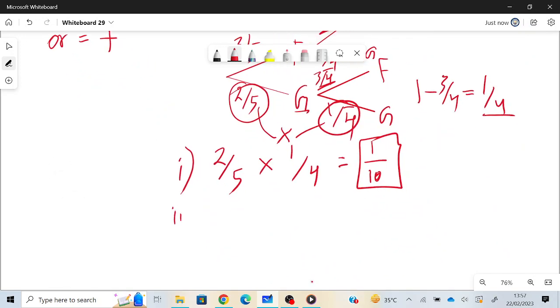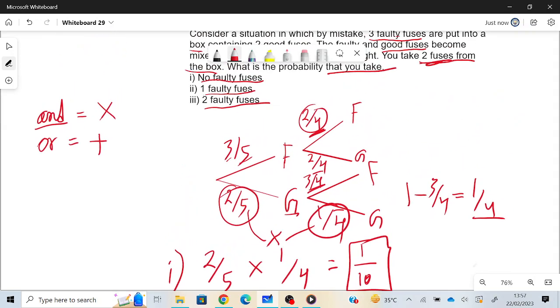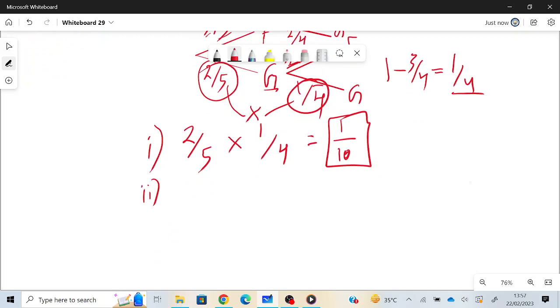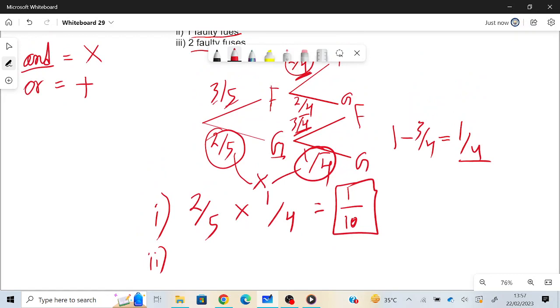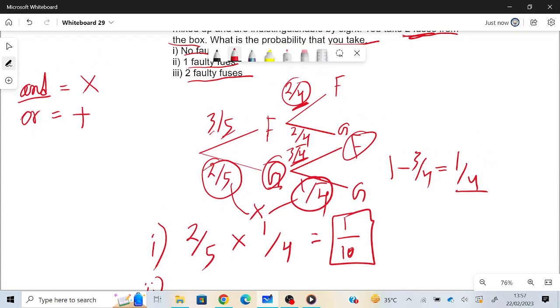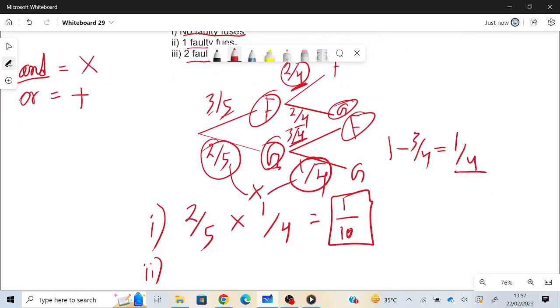For the next part, it said 1 faulty fuse. So there are 2 ways you can get a faulty fuse. Either your first pick is a good fuse and then your second pick is a faulty fuse, or your first pick is a faulty fuse and then your second pick is a good fuse. So we'll have to consider both of the scenarios. Let's look at the first one first.